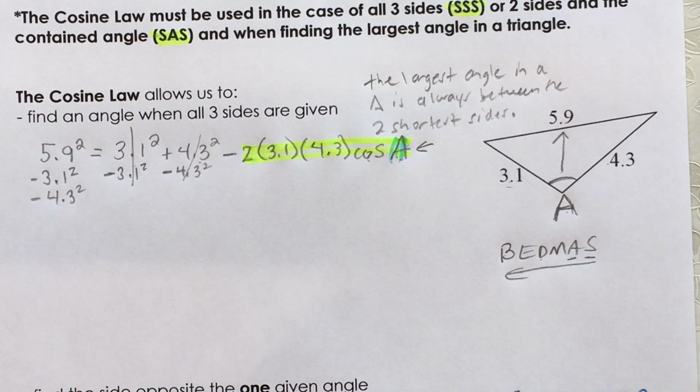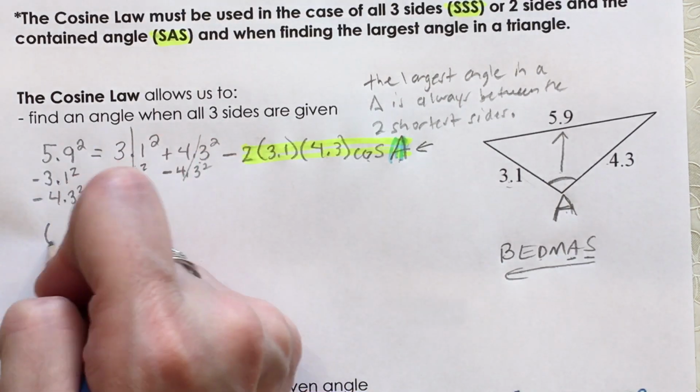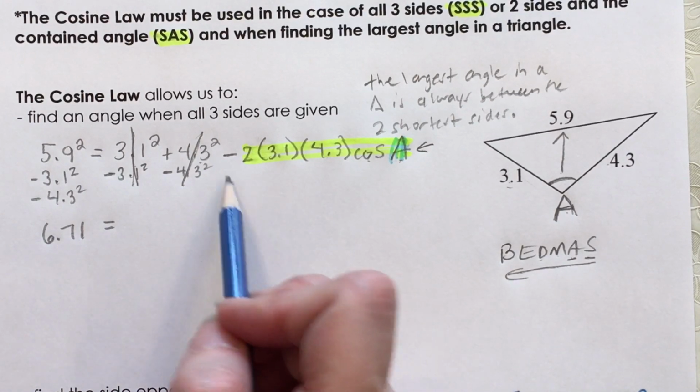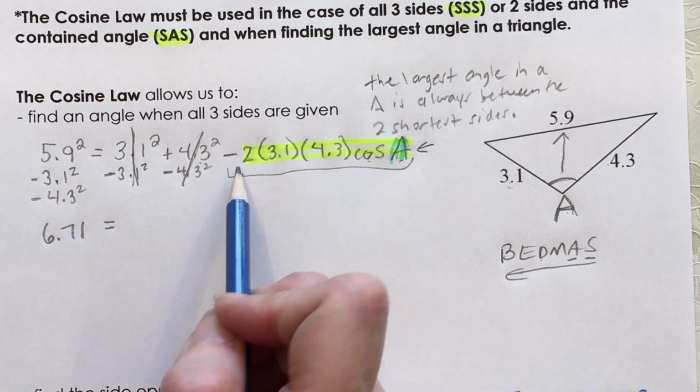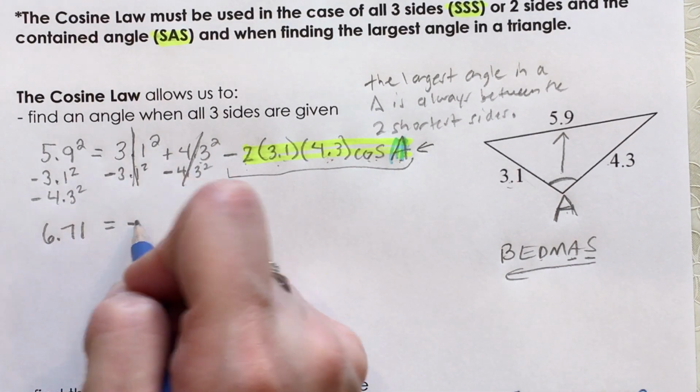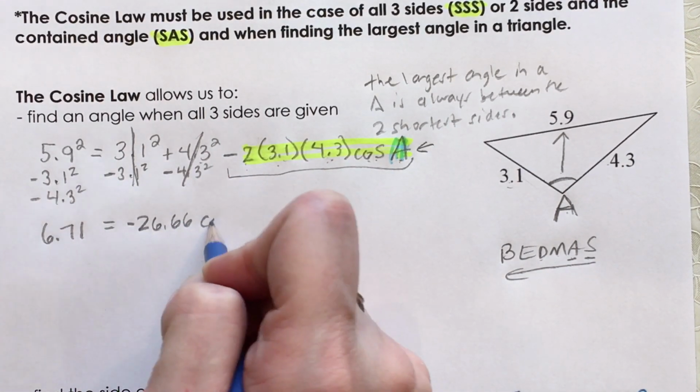So I'm going to type into my calculator 5.9 squared minus 3.1 squared minus 4.3 squared. And that gives me 6.71. So now these are gone and these are gone. And I'm left with this one big term here. It's got three numbers that I know times the cosine of angle A. So I'm going to multiply those three numbers together. So negative 2 times 3.1 times 4.3. That gives me negative 26.66 times the cosine of angle A.